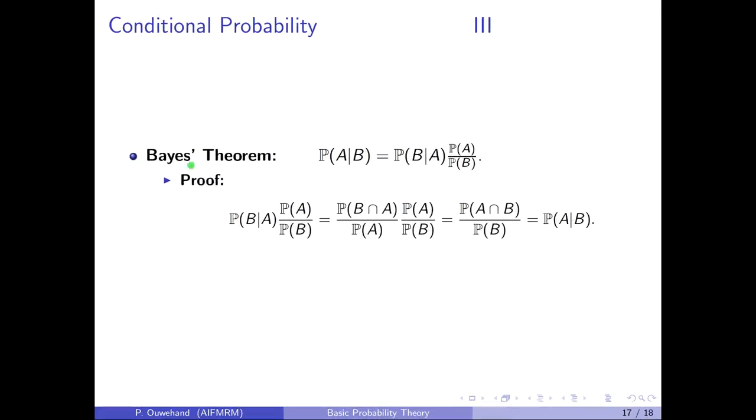Next we state Bayes' theorem, a remarkably important yet simple result. The probability of A given B is equal to the probability of B given A times the probability of A divided by the probability of B. To see this, start with the right hand side and write the probability of B given A as this ratio here. Cancel out the probability of A's, leaving this result here, which is equal to the probability of A given B by definition.